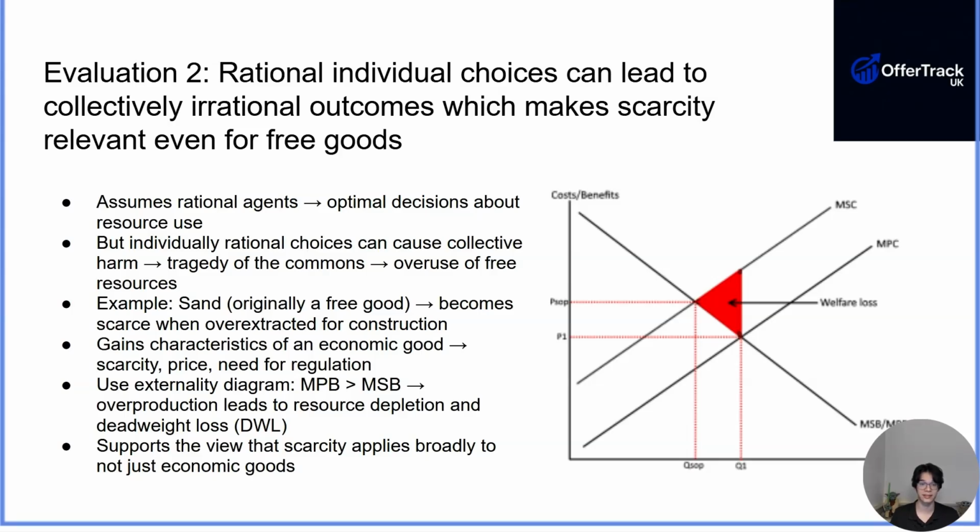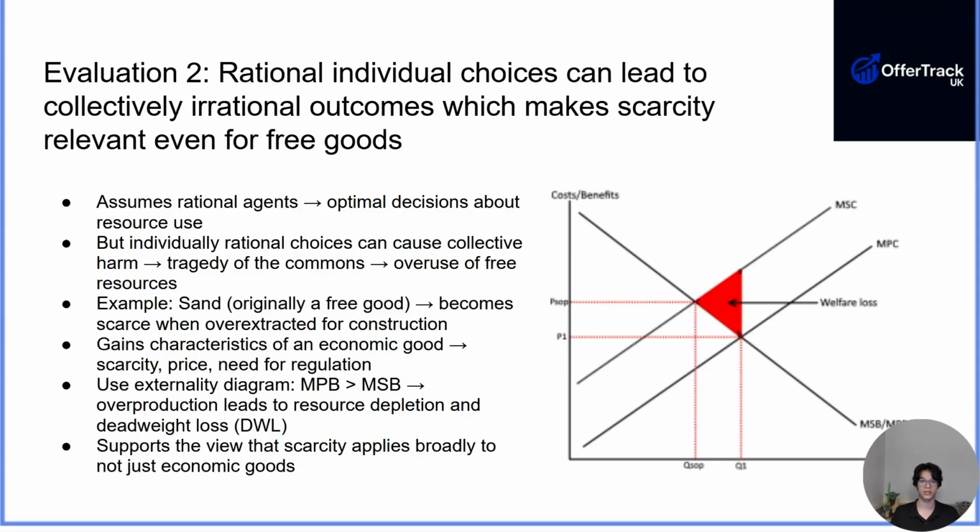In theory, scarcity helps agents make optimal decisions about resource use. But in practice, even rational individual choices can lead to collectively irrational outcomes. This is the idea behind the tragedy of the commons. And this is where scarcity becomes relevant even to free goods.